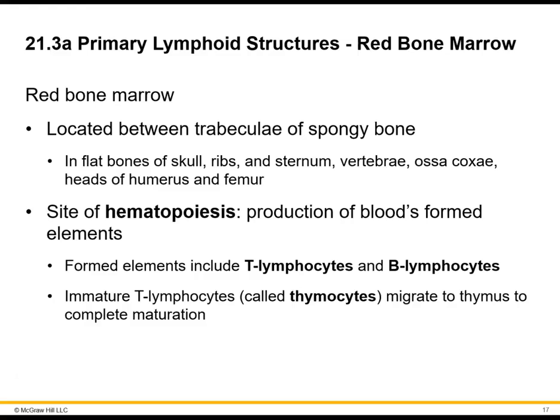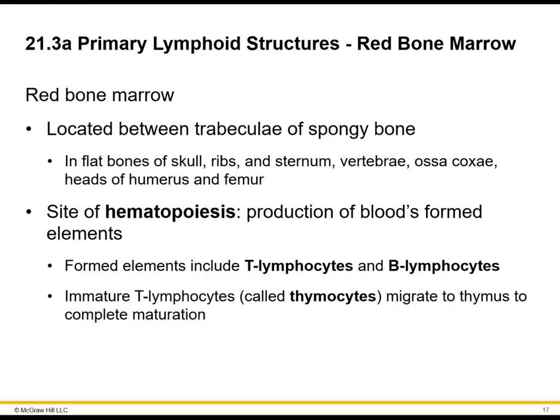Let's start with the primary lymphoid structures. Red bone marrow. Remember, this is going to be located between the trabeculae of spongy bone within the bone itself. And you'll find it in the flat bones of the skull, in the ribs, in the sternum, the vertebrae, the ossa coxae, or the hip bones, and the heads of the humerus and the femur.